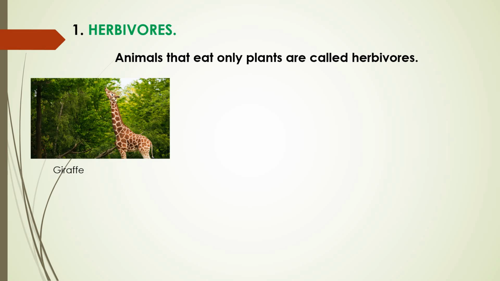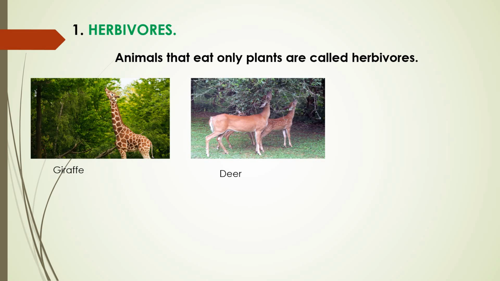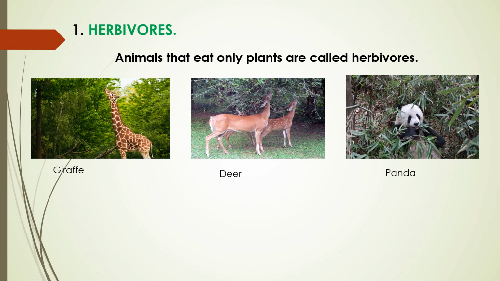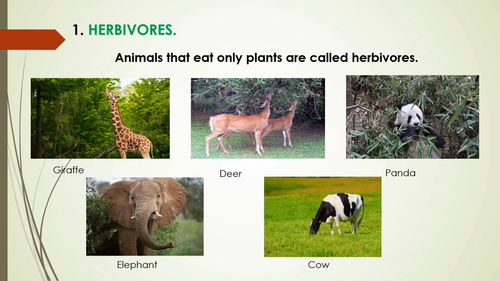Some of the examples of herbivores are giraffe, deer, panda, and the favorite food of panda is bamboo shoot, elephants, and cow. And cow is our domestic animal. So these are some examples of herbivores which depend on plants for their food, because plants produce their own food and they store that food inside them, and these stored foods are then eaten by these herbivores to get their energy.